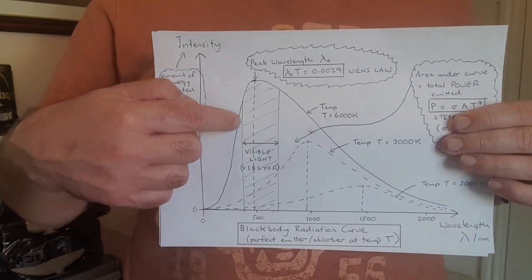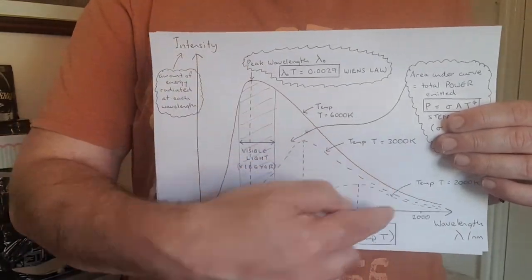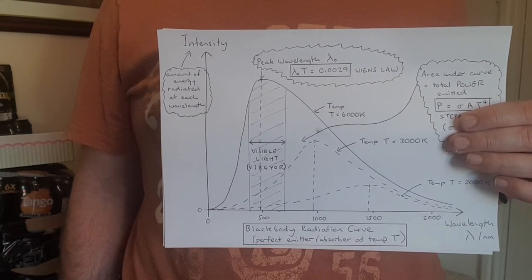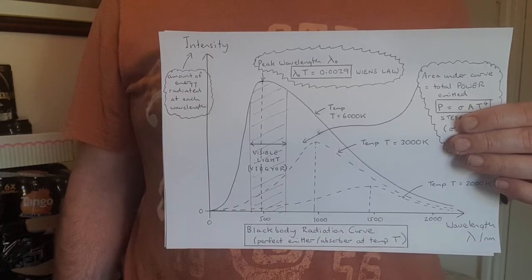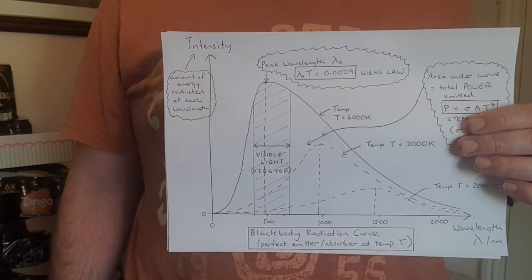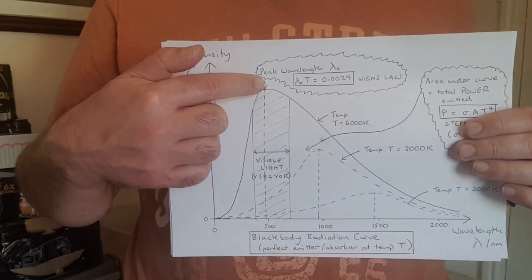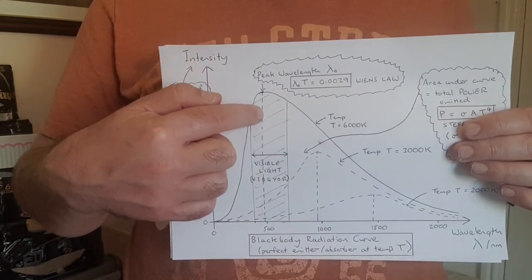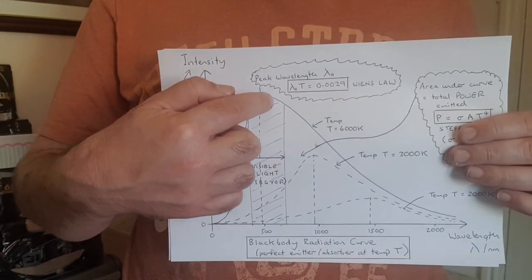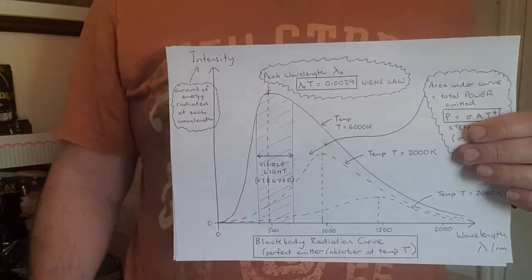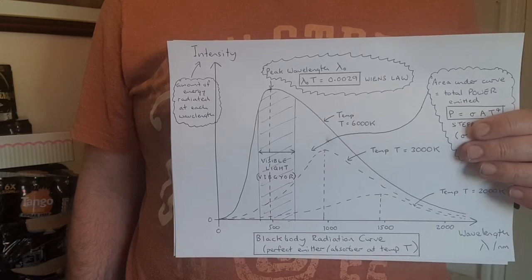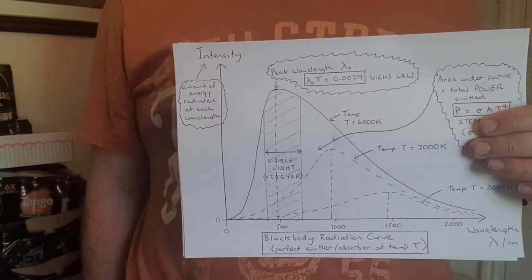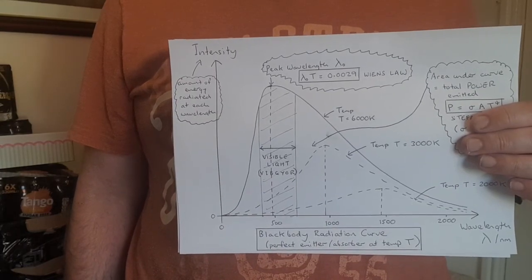The solid curve is a body at about 6000 Kelvin, which is actually similar to the temperature of the surface of the Sun. What you can see for this body is that it reaches a peak wavelength of just under 500 nanometers. So the peak wavelength of the light being emitted is in the middle of the visible light band. A lot of the energy is being emitted as visible light if you've got something which is this hot.